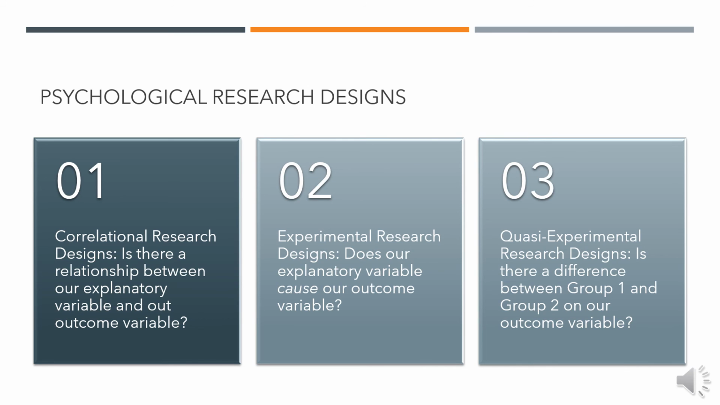To recap, there are three main types of psychological research designs: correlational, experimental, and quasi-experimental. Each of these different types of designs answers a different type of research question. Correlational research designs help us determine if there's a relationship between two variables. Experimental research designs help us determine if there is a cause and effect relationship between two variables. And quasi-experimental research designs help us see if there is a difference between these two groups on this dependent variable of interest.